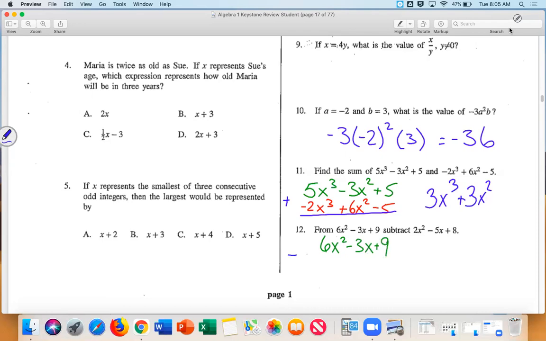So I'm going to add, and then I'm going to do the opposite of each of these. So it's positive 2x squared, so I'm going to change it to negative 2x squared. It's negative 5x, so I'm going to add 5x. And it's +8, so I'm going to make it -8. And then I'm going to do what I did right up here in number 11. I'm going to combine them. So 6 plus -2 is 4. -3 plus 5 is 2. And 9 plus -8 is 1.